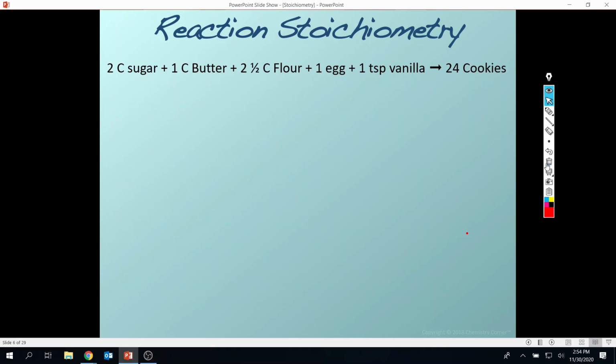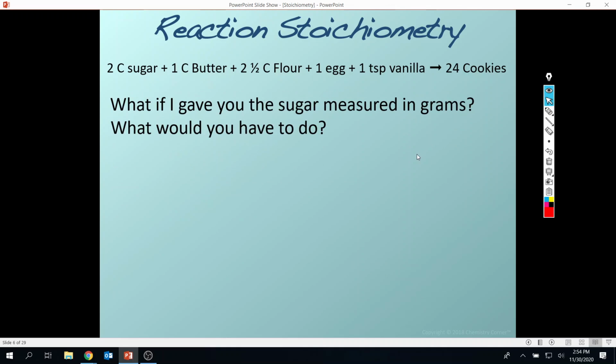All right, so here is once again our reaction, and it's going to say, hey, what if I gave you the sugar measured in grams? What would you have to do? Convert it, but convert it from what to what? Oh, it gave it to us in grams, so we would have to take grams and convert to cups.